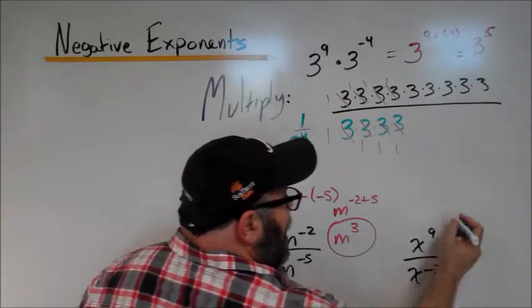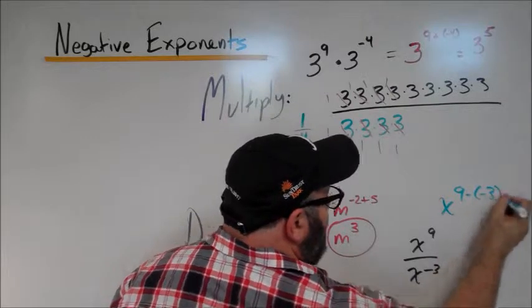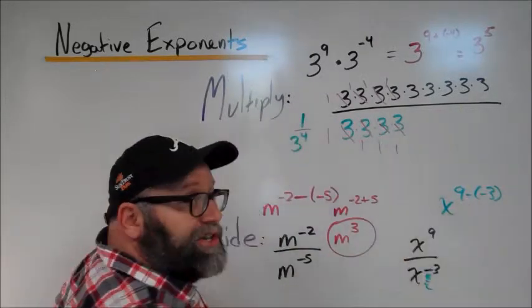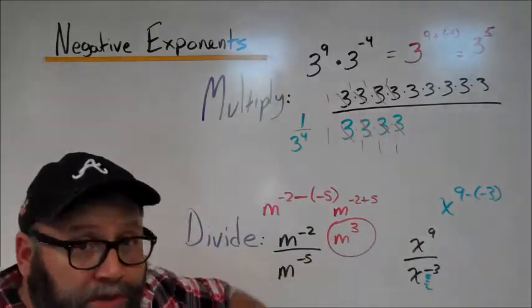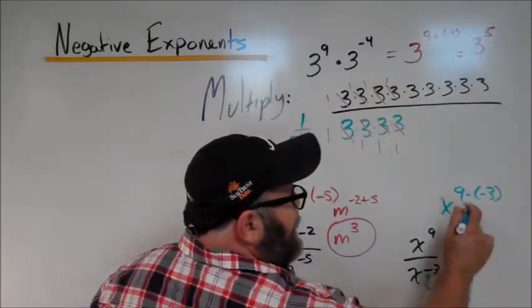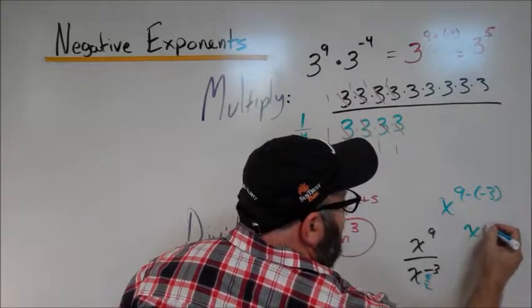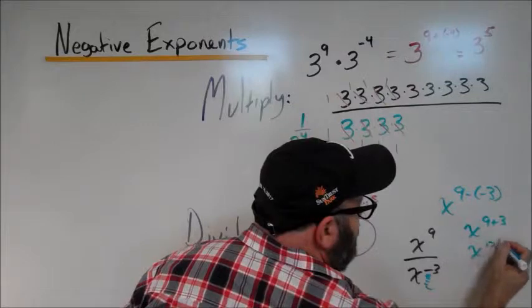Let's try this one. I've got x to the 9 minus negative 3. Again, that negative sign is here, and the subtraction has to happen. We go back to the laws of exponents. Dividing exponents means we subtract. Multiplying exponents means we add. So now we've got 9 and the opposite of 3, which rewrites as x to the 9 plus 3, or x to the 12th.